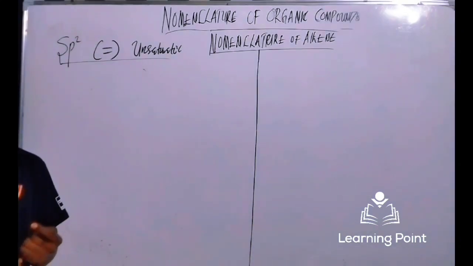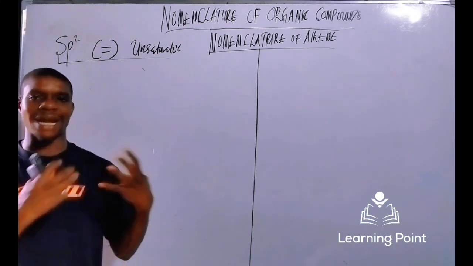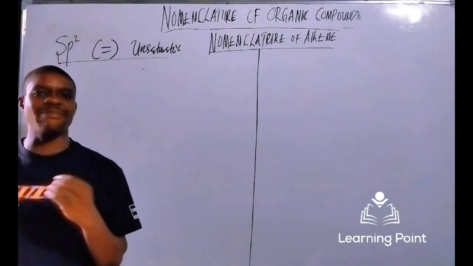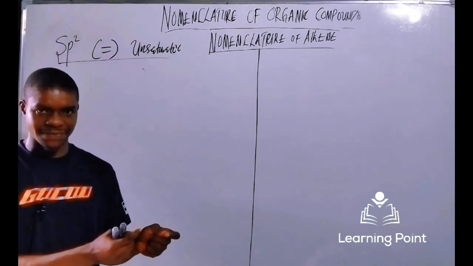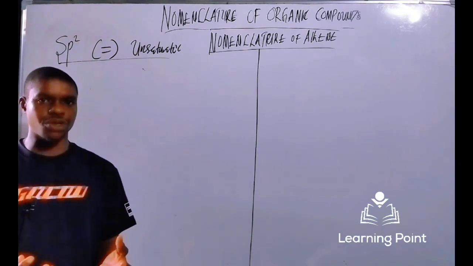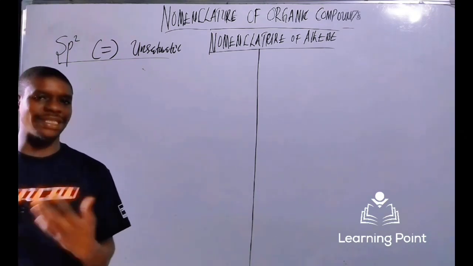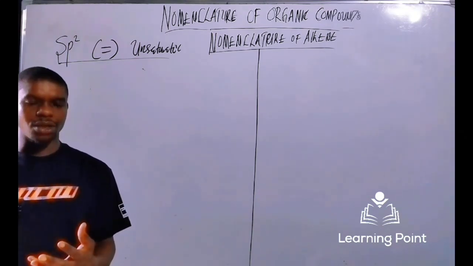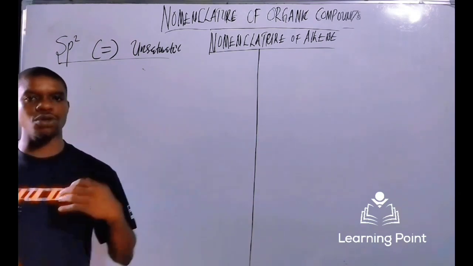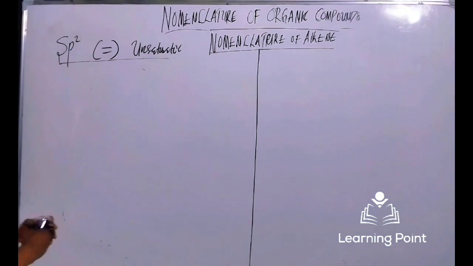So how do you name alkenes? What you want to understand here is that the nomenclature of the alkenes follows that of the alkanes. So if you have mastered the nomenclature of the alkanes, the nomenclature of the alkenes will be a little bit easier for you. In this video, I'm going to walk you through all the rules for naming alkenes. Then in my subsequent video, we are going to name complex ones. Now alkenes are derived from the alkanes.